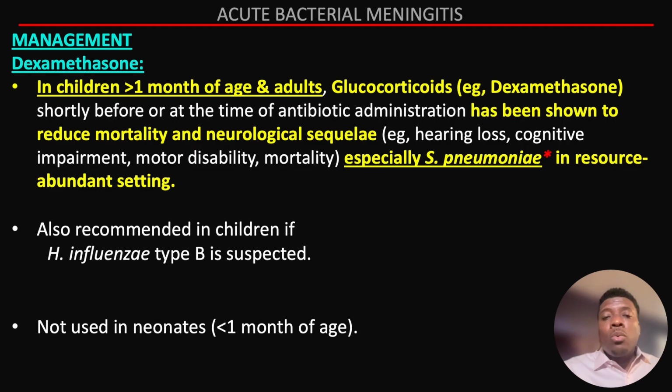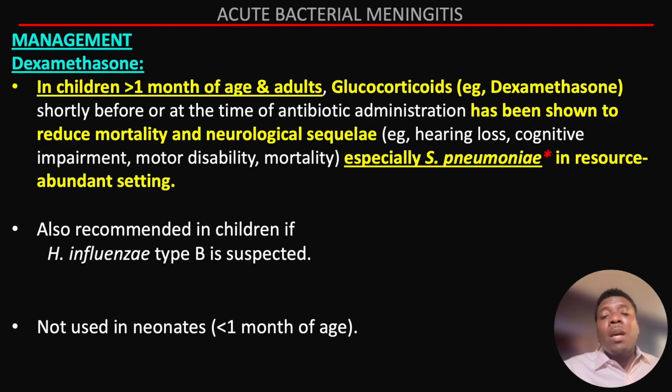In terms of dexamethasone, we can use dexamethasone in children greater than 1 month of age and adults. The idea is that, as we said before, the host immune inflammatory response causes a lot of the damage that occurs with meningitis, resulting in certain neurological sequelae, such as cranial nerve 8 related hearing loss, cognitive defects, motor instability, and mortality issues. And so, especially with strep pneumo, we often will give them corticosteroids in these patients to help reduce the risk of these neurological complications. In children, especially if you worry about H influenzae for whatever reason, that has also been shown to be helpful, to give steroids.